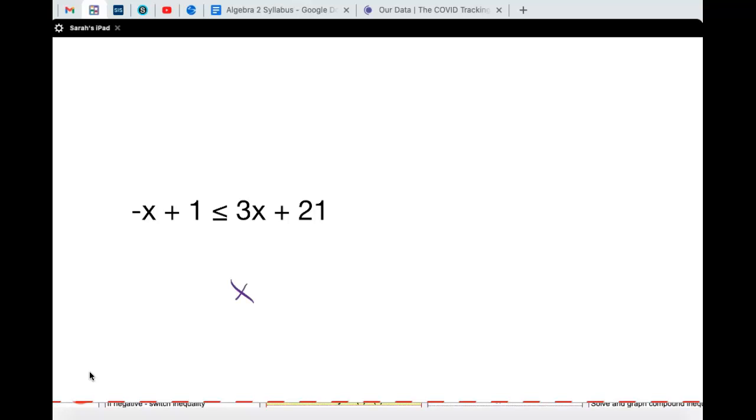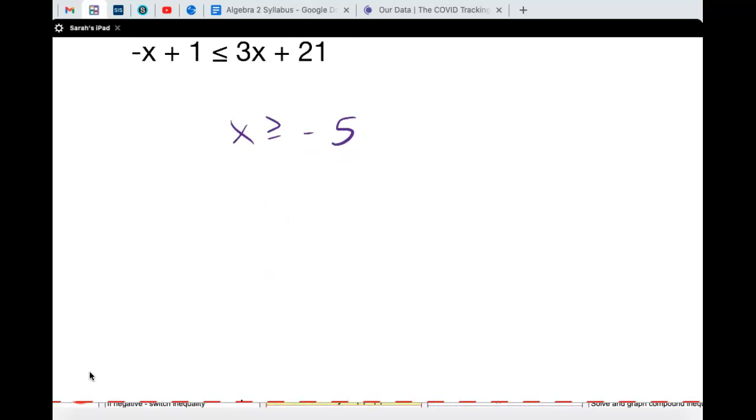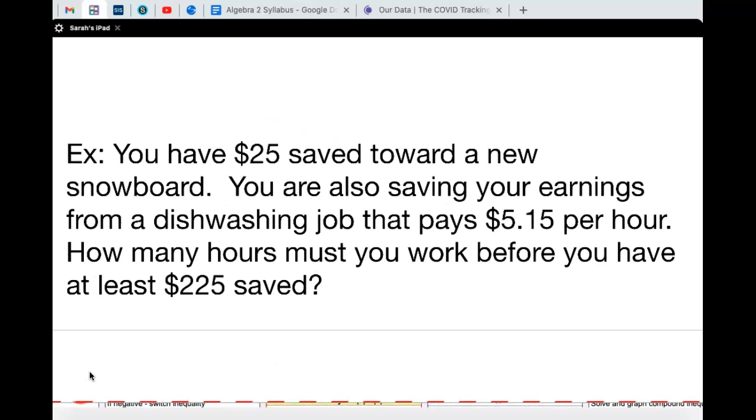Okay. Most of us got 2x greater than -5. Not too shabby, at least since you didn't have to distribute. Okay, so short problem. You have saved $25 towards a new snowboard. You're also saving your earnings from a dishwashing job that pays $5.15 per hour. How many hours must you work before you have at least $225?